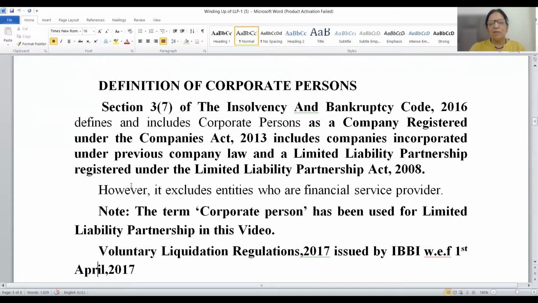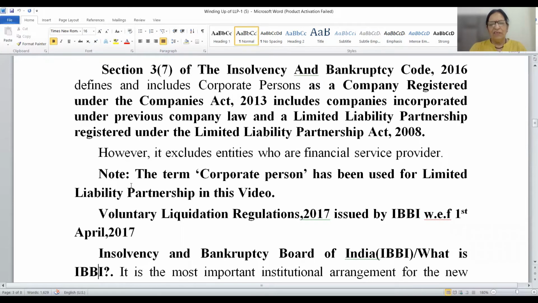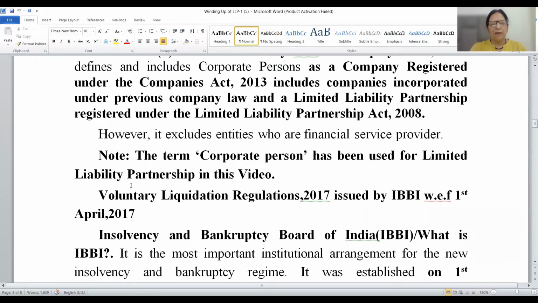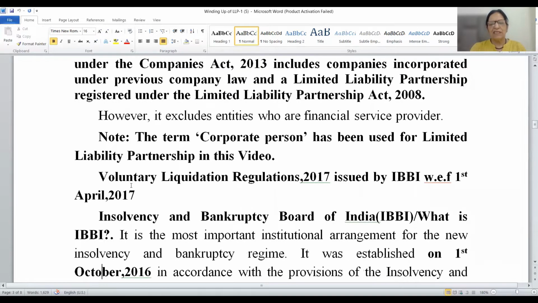Now the term corporate person, I have already told you, has been used for LLP in the 2-3 videos relating to the winding up of LLP. Now I'll take up Voluntary Liquidation Regulations 2017, which have been issued by IBBI with effect from 1st April 2017. And IBBI stands for Insolvency and Bankruptcy Board of India.